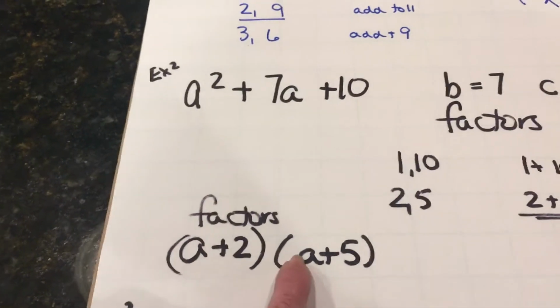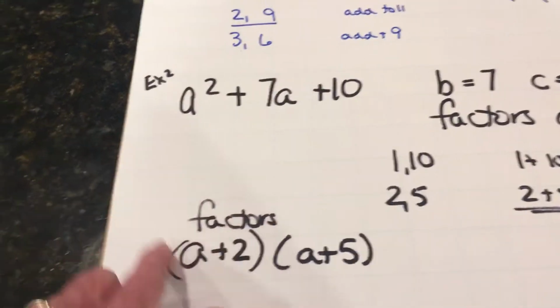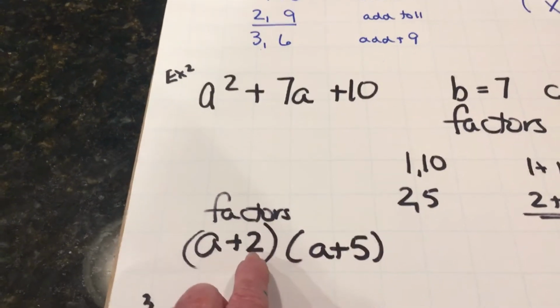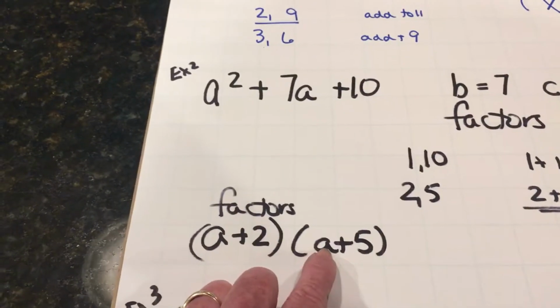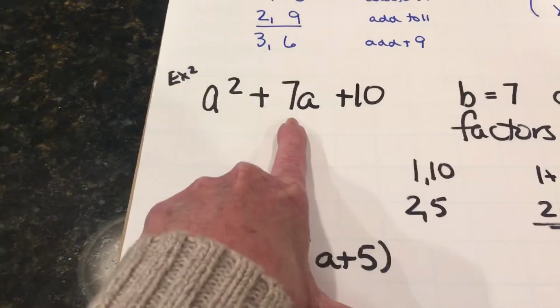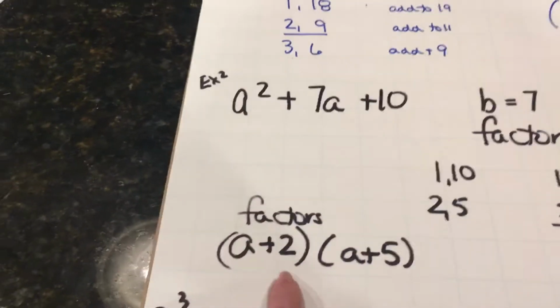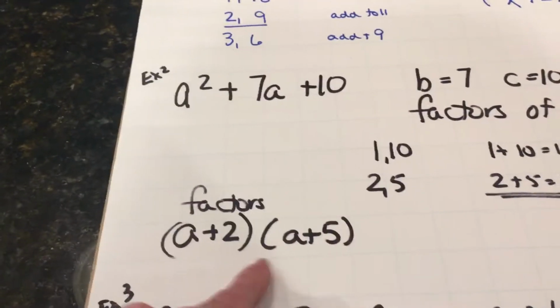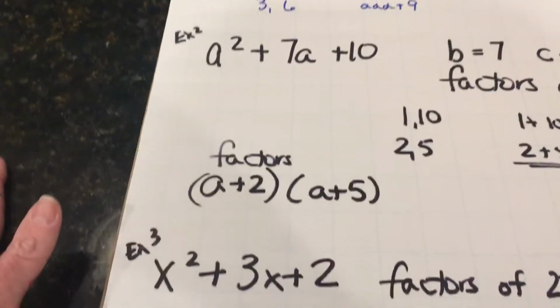First, A times A gives me my A squared. Outer, A times 5 gives me 5A. Inner, 2 times A gives me 2A. My 5A and my 2A get me my 7A that I'm looking for. And last, 5 times 2 gives me my 10. So we have factored that one correctly.